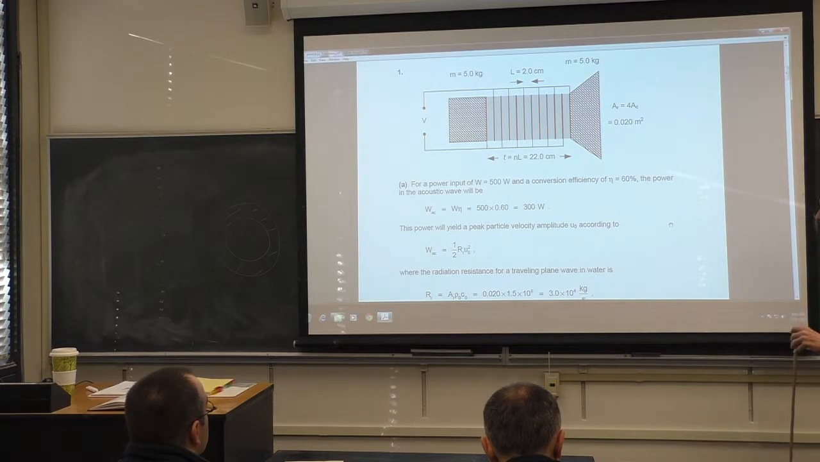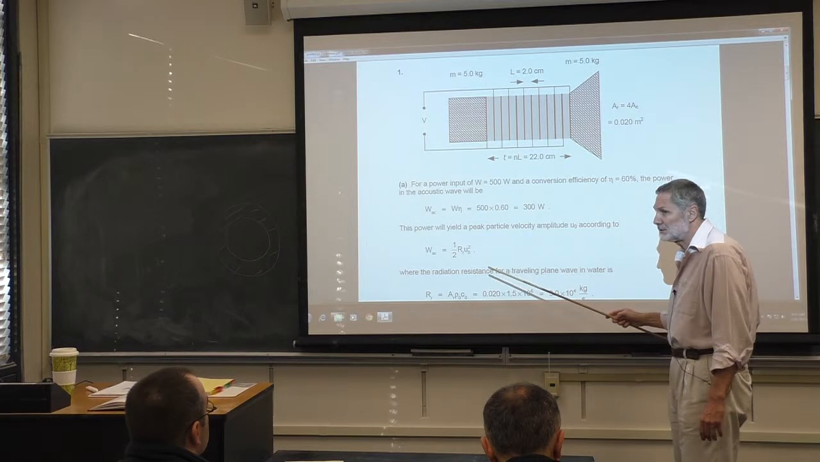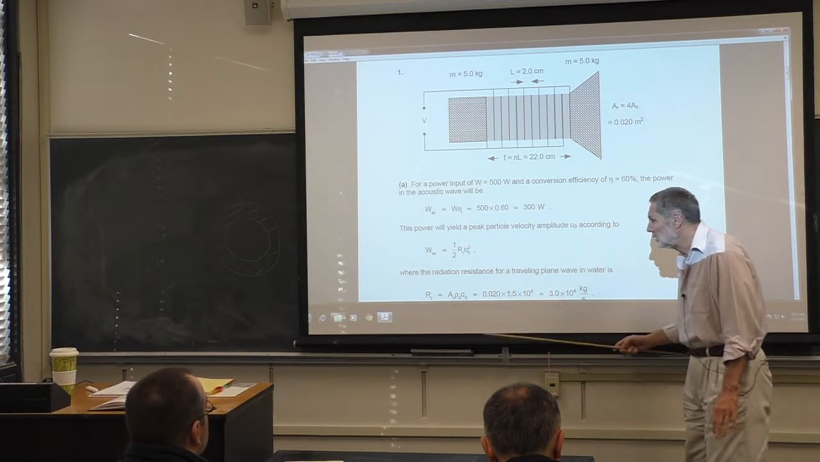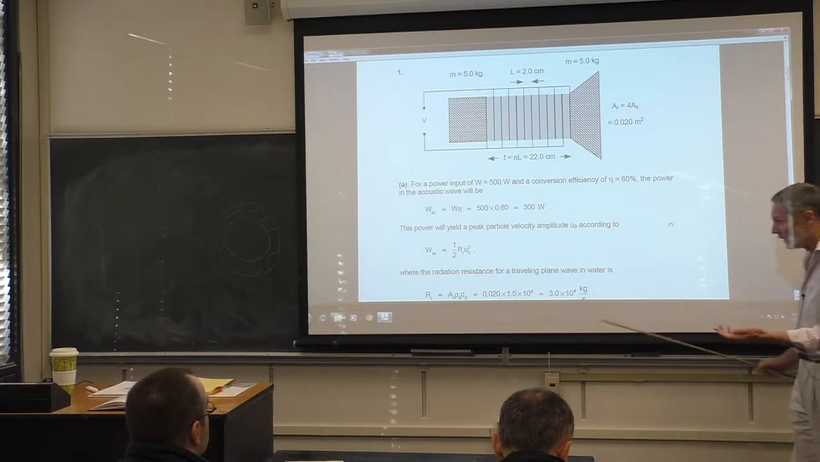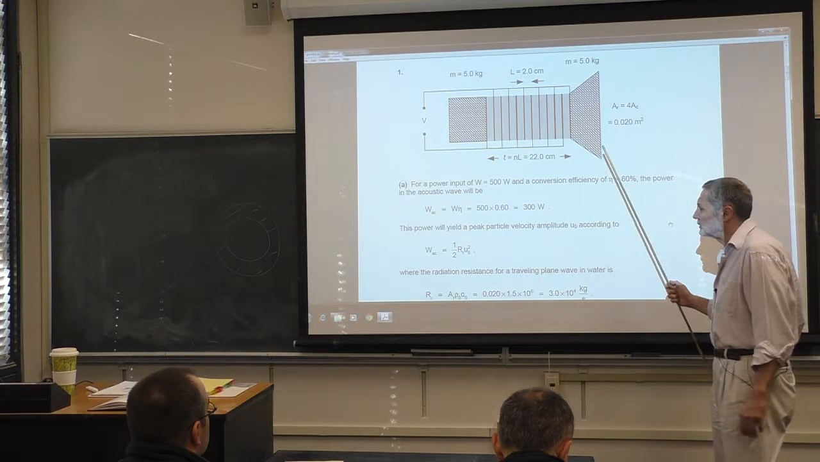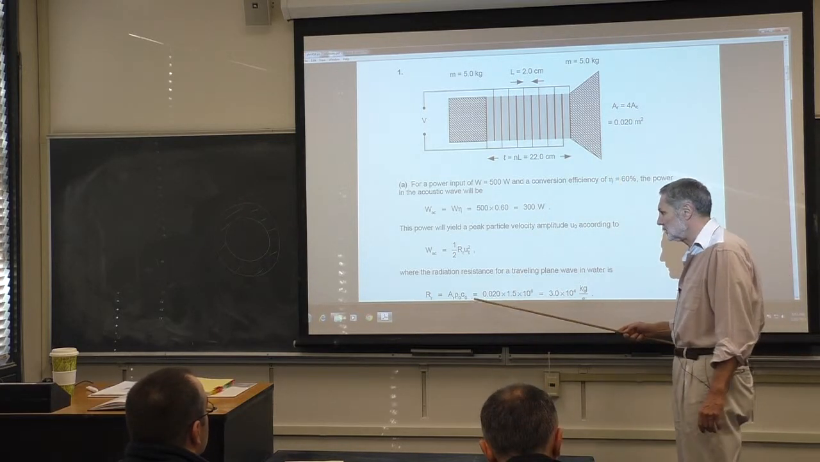Then the radiation resistance will be very simple. Otherwise, it's not simple. It's also simple in the other limit, where the wavelength is very large. But in general, it's not simple, but we can handle it if we have to. But we're just told to assume here that it's a plane wave coming off. We'll check that approximation later.